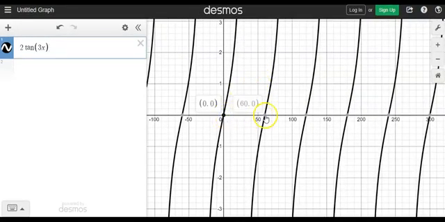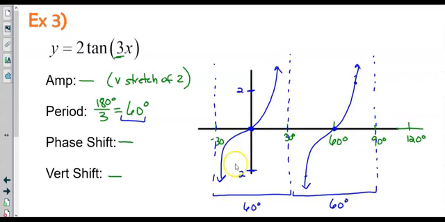So we're going through 0, 0. We're going through 60, 0. We're going through negative 60, 0. And if we go back to ours, we have 0, 0 and 60, 0. So yeah, looking pretty good there.